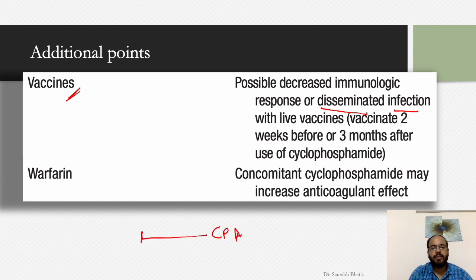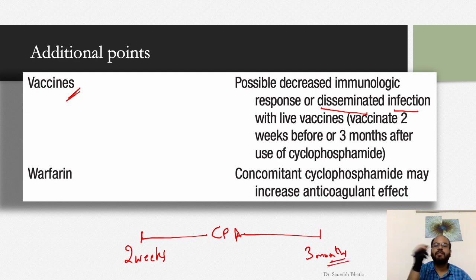Let's say you start cyclophosphamide here. It's a good idea to give vaccines either more than 2 weeks prior to starting cyclophosphamide or give it after 3 months of stopping cyclophosphamide. A good idea would be to remember that the immunosuppressive effect lasts for 3 months after stopping the drug. So 3 months becomes a good cutoff.